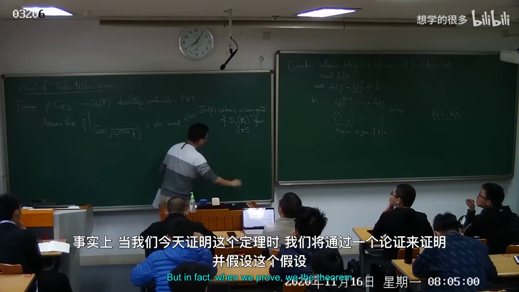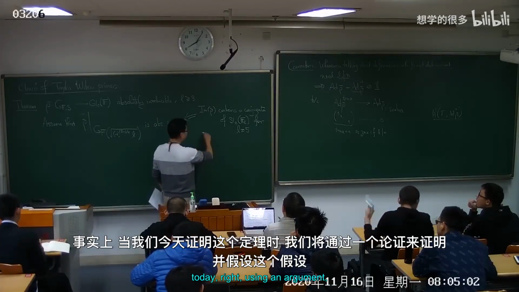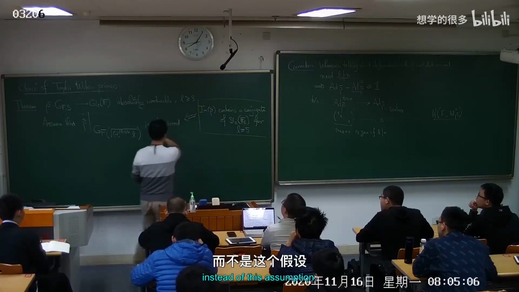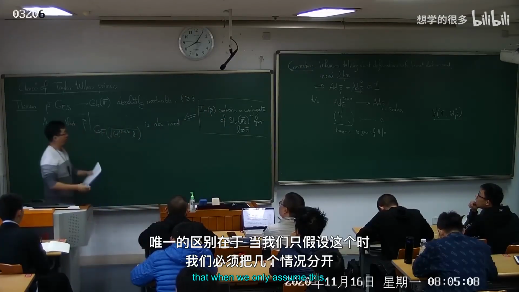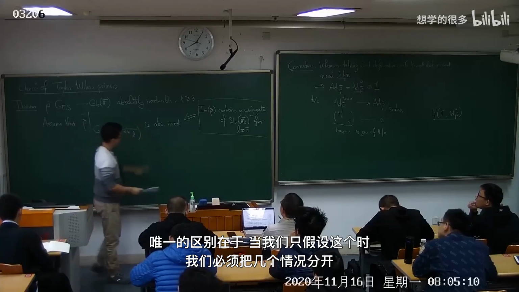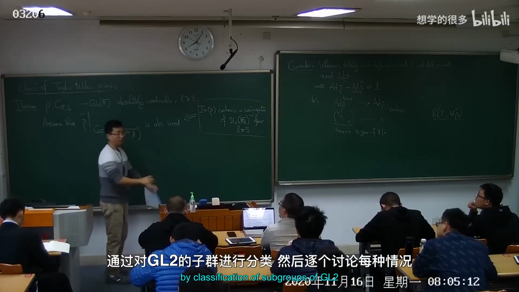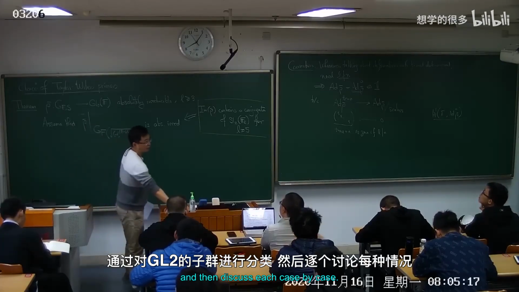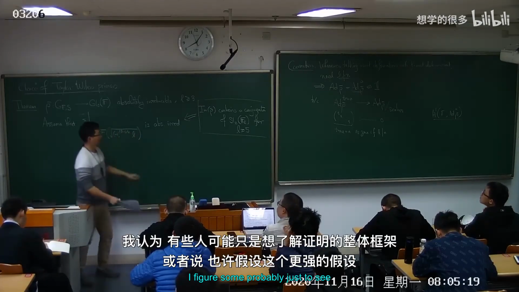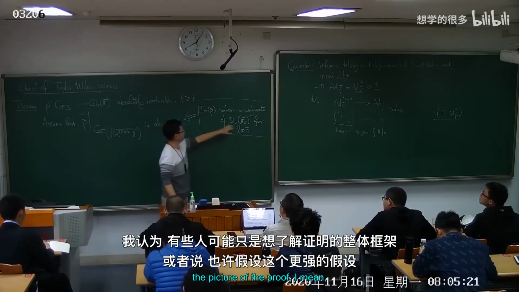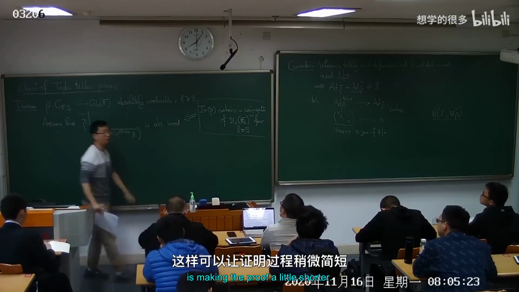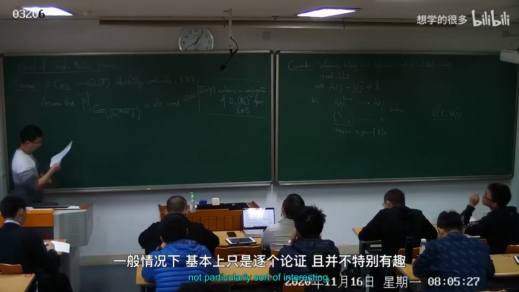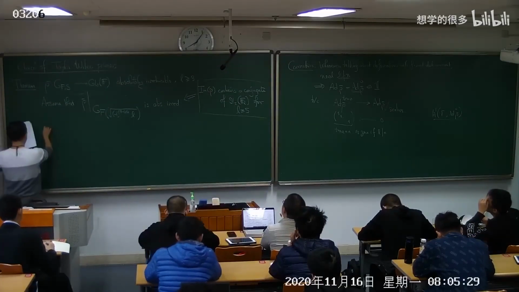But in fact, when we prove this theorem today, we're going to assume this assumption instead of the other one. The only difference is that when we only assume the weaker one, we have to separate several cases by the classification of subgroups of GL2 and then discuss case by case. I figure, just to see the picture of the proof, maybe just assume this stronger hypothesis, making the proof a little bit shorter. The general case is basically a case-by-case argument, not particularly interesting.